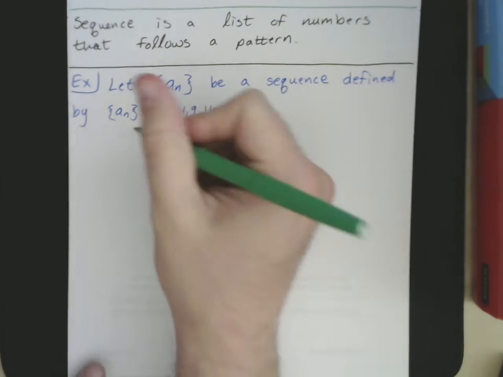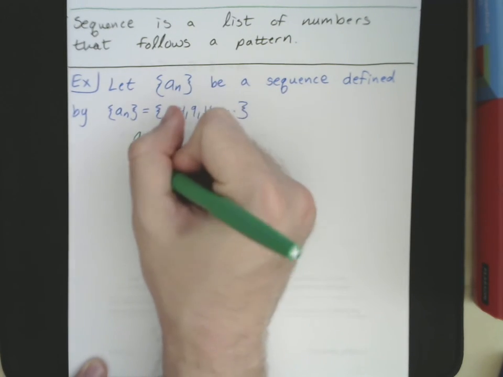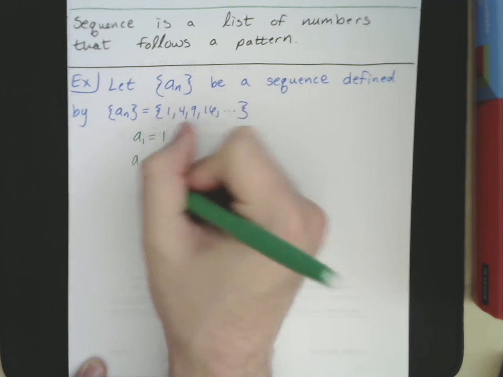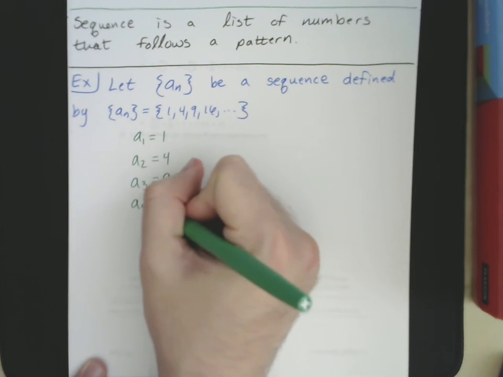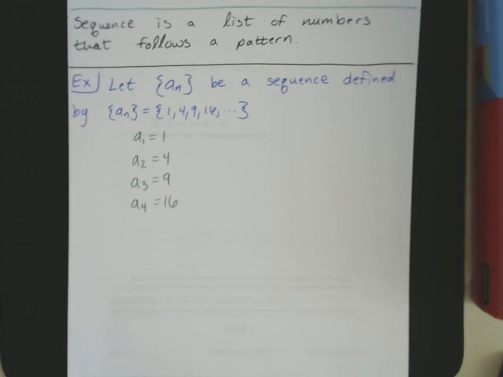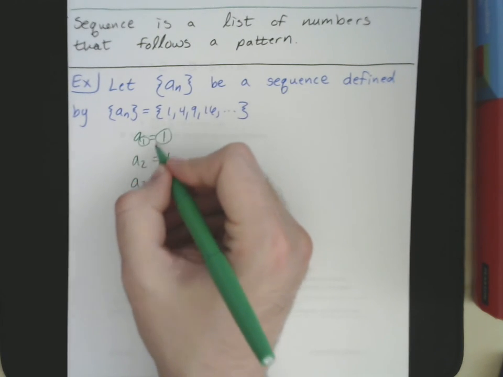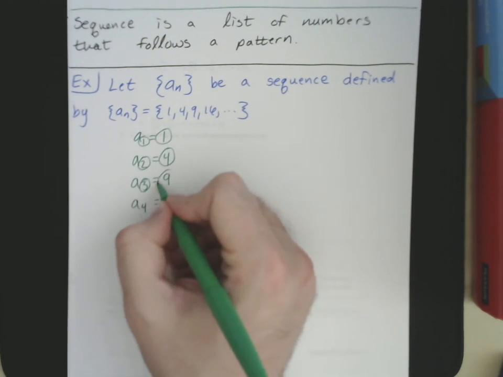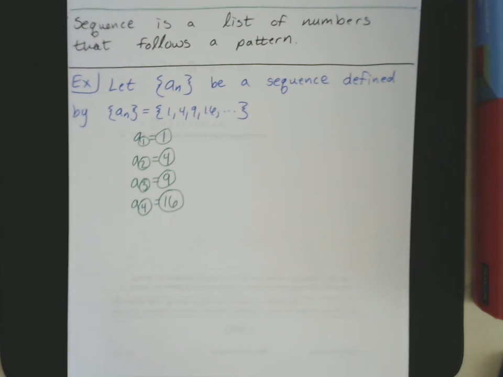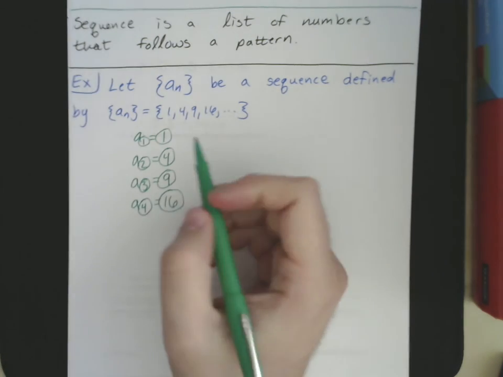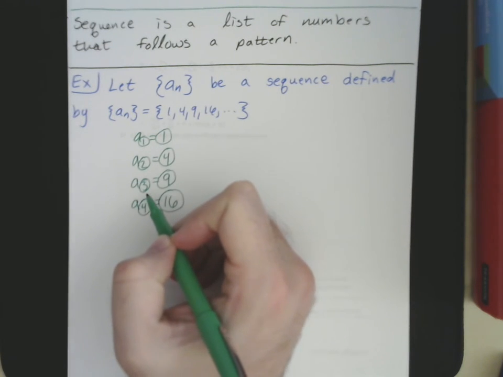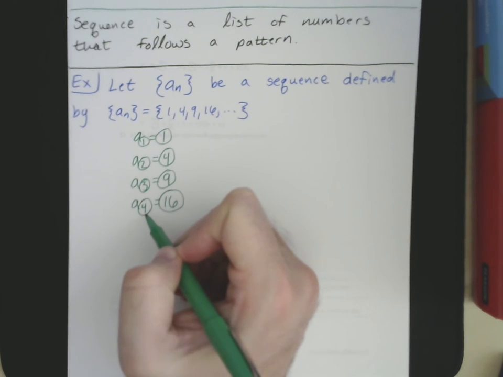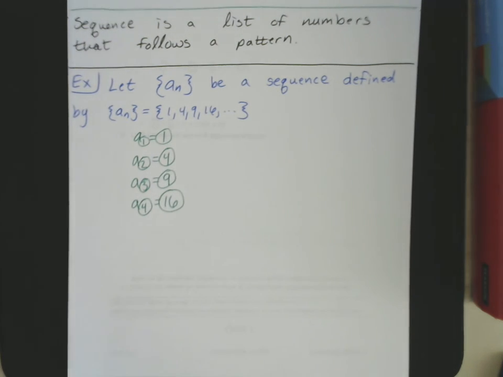So a sub 1 is 1, a sub 2 is 4, a sub 3 is 9, and a sub 4 is 16. So what we're looking for is a link between these pairs of numbers that all follows the same pattern. The connection between 1 and 1 has to be the same connection between 2 and 4, the same connection between 3 and 9, and the same connection between 4 and 16. And that's got to be true of everything.